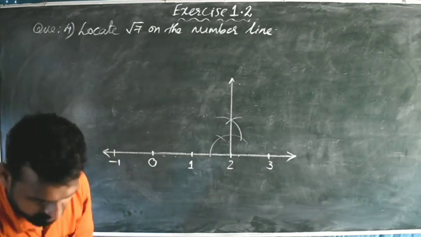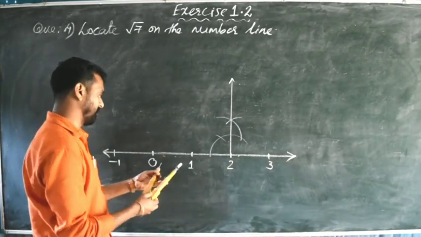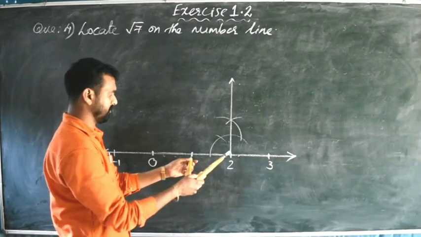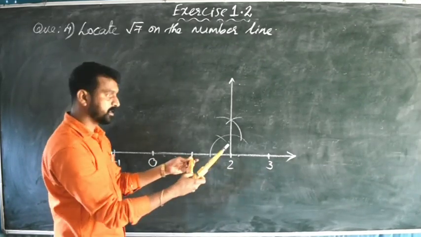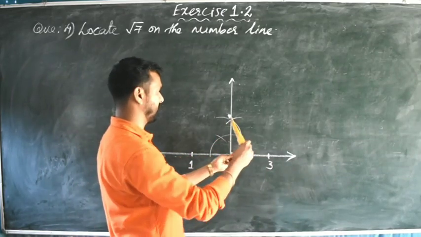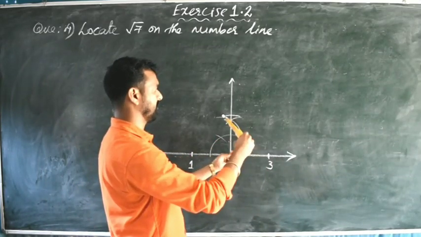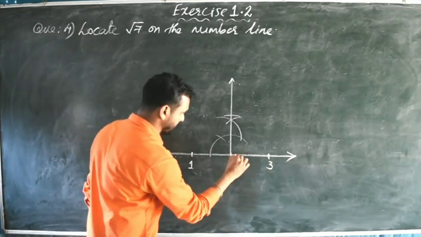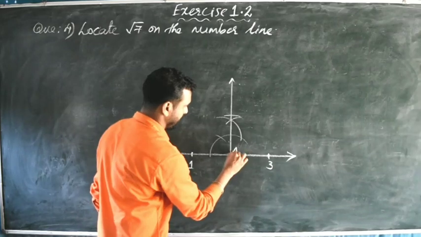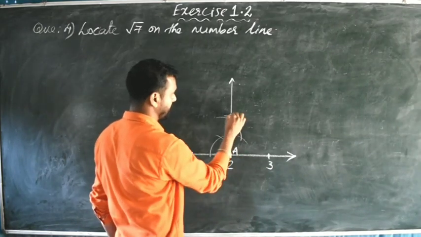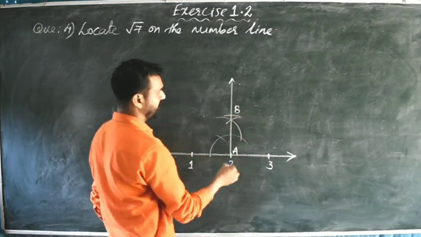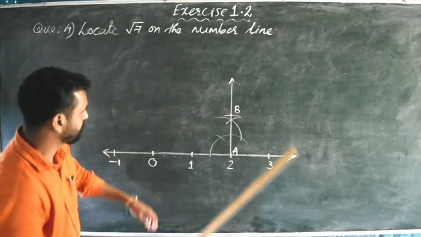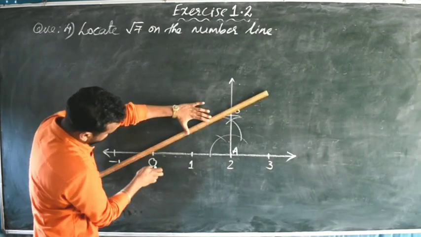After that, here we have taken 2 centimeter as 1 unit. That 2 centimeter you measure with your compass. This one is 2 centimeter, this one also 2 centimeter. That same 2 centimeter we will mark on this line. Mark this point 2 as A. This one is point A, and this point is B. Then we will join OB.